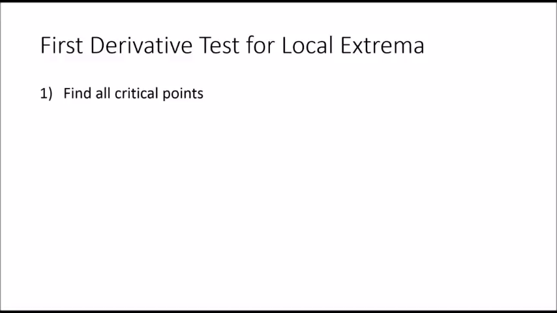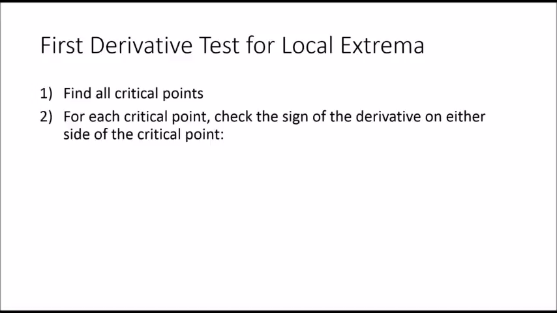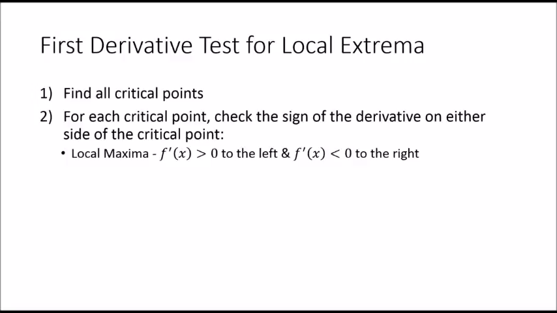You're first going to find all of the critical points. For each critical point, you're going to check the sign of the derivative on either side of the critical point. If you have a local maximum, the first derivative is going to be positive to the left, which is another way of saying the function is increasing to the left, and decreasing to the right. The derivative is going to be less than 0 on the right.